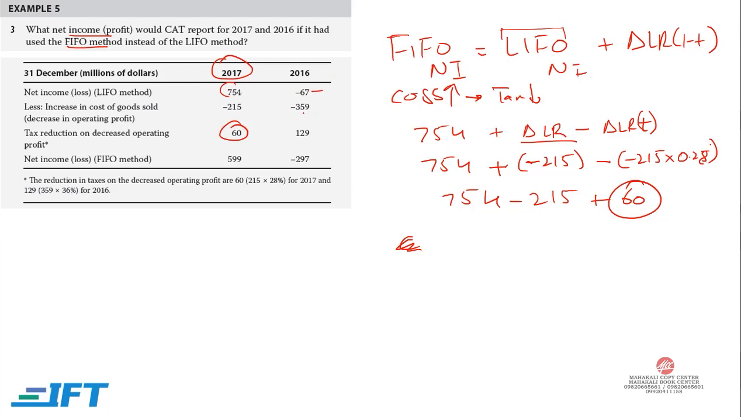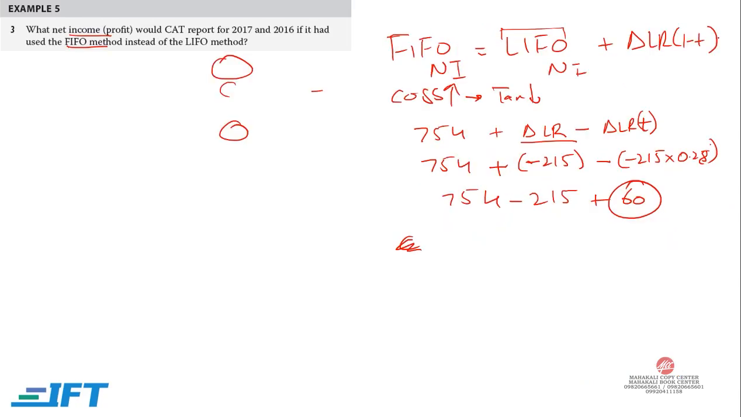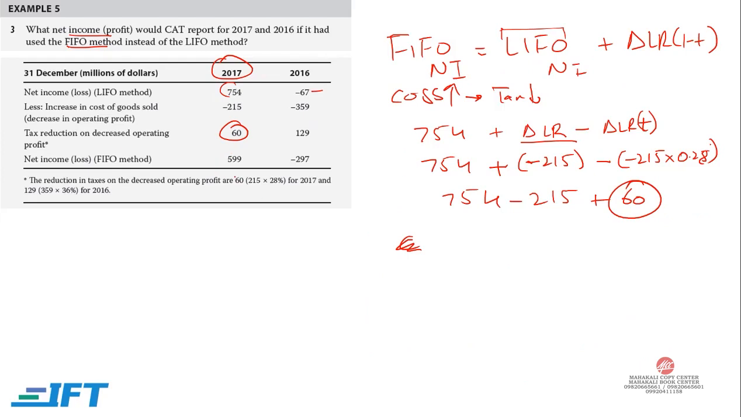Change in LIFO reserve is 359. You can see it from here. So why are we adding this? Because 2139 minus 2498 equals minus 359. And net income in LIFO is 754. Because of this special case where your change in LIFO reserve is negative, we have an advantage as far as our tax is concerned, and the tax reduction would be 60. That is change in LIFO reserve multiplied by tax rate, and our net income under FIFO would be 599.